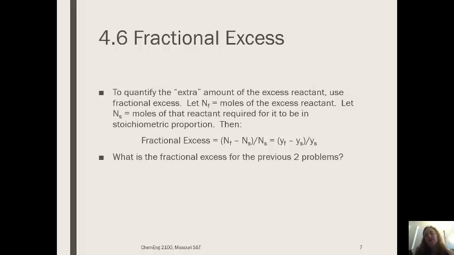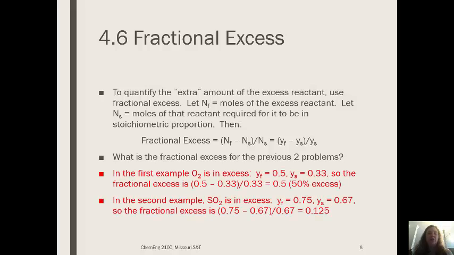But if you were to divide all of those terms, just numerator and denominator, by the total number of moles, this could be converted to mole fractions. Now it is very key to recall that this is a mole fraction, okay? This only works for mole fractions. So the mole fraction in the feed minus the stoichiometric mole fraction divided by the stoichiometric mole fraction. So let's look at those two previous problems and determine the fractional excess.